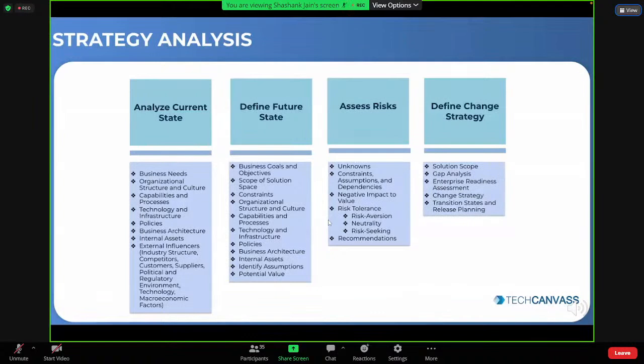And the last task in this knowledge area is defining the change strategy. So far, a business analyst has analyzed the current state, defined the future state as well, assessed any risk that could occur to move from the current state to the future state. And post that, the change strategy can be defined, which is about having the proper release planning, knowing when to do what, timelines as well, and what is the entire scope, so that now you have a boundary that these are the elements that have to be built, or these are the expectations from a future state.